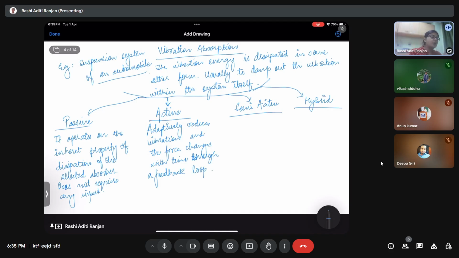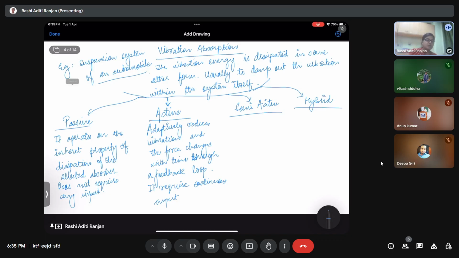Now, if I talk about semi-active, passive is fine, active is fine. The problem with active is what? It requires continuous input. Even if I am giving force in order to counteract the vibration that is being produced, how will I give the force? Definitely I have to give some input. If I have to give some input, the total energy I am giving to the system now increases, right? And that is why it is costlier.